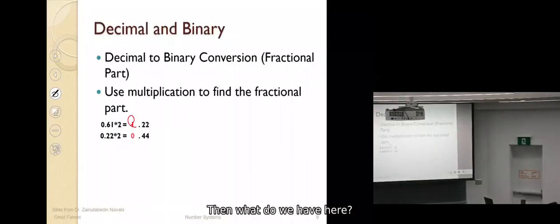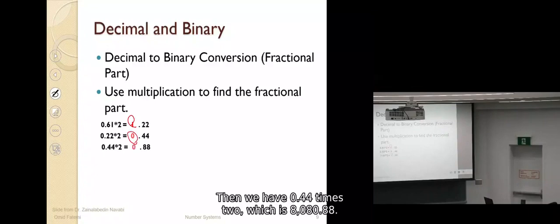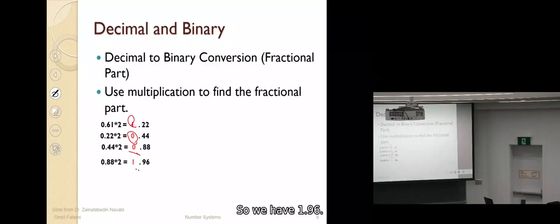Then, what do we have here? 0.22. 0.22 times 2, which is 0.44. So remember this 0. Then we have 0.44 times 2, which is 0.88. Then we have 0.88 times 2, which is 1.96. Now we have 0.96 times 2, which is 1.92.